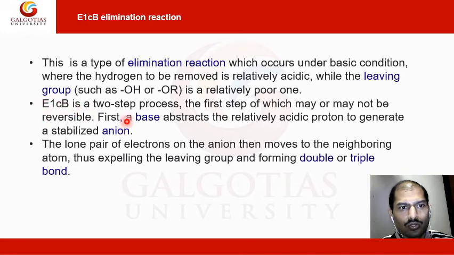So it is also a two-step process, the first step of which may not be reversible. First, a base abstracts the relatively acidic proton to generate the stabilized anion. So first of all, it will remove the proton, and obviously the electrons will be left behind, so that an anion species will be formed. The lone pair of electrons on the anion then moves to the neighboring atom, thus expelling the leaving group and forming double or triple bonds.